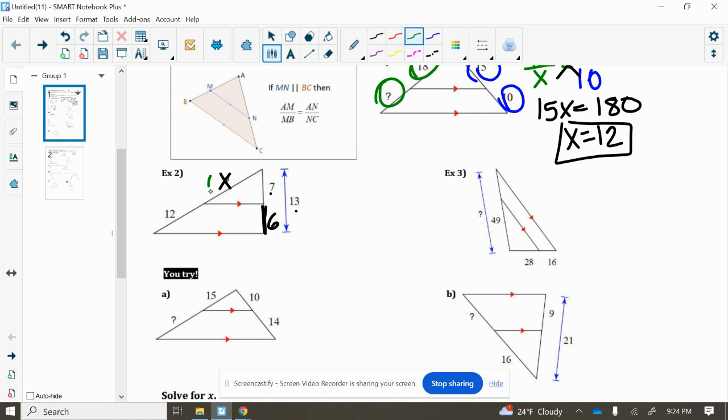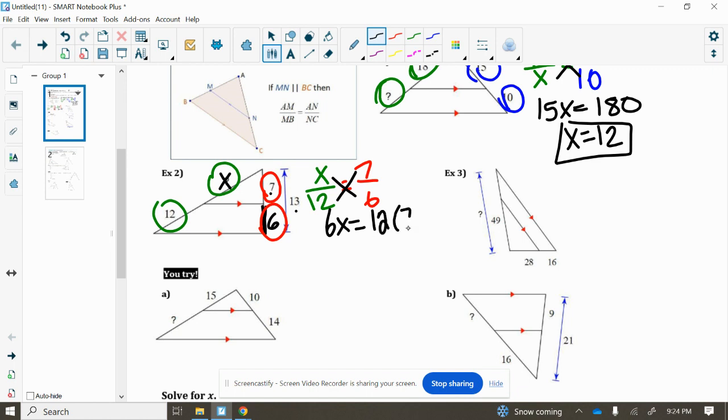Now we have top to bottom, so x over 12 equals top to bottom, 7 over 6. Cross multiply and solve, 6 times x is going to equal 12 times 7, which is 84. Divide both sides by 6. This time x is 14.